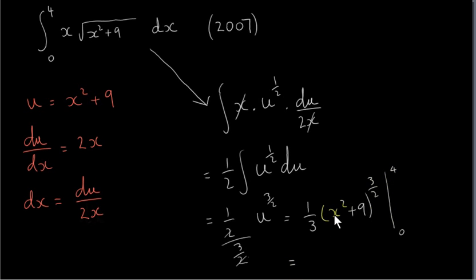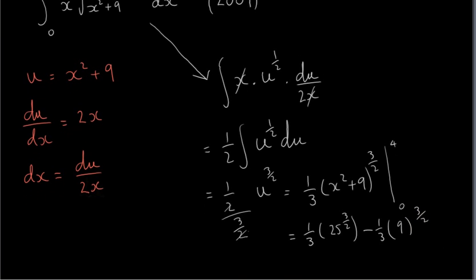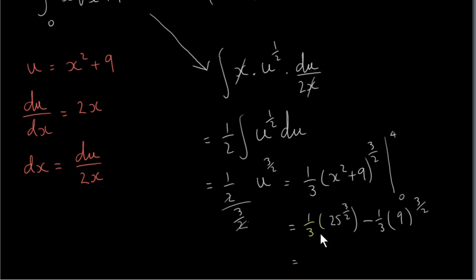So we plug 4 in for x here. We get 4 squared is 16. 16 plus 9 is 25. So we have 1/3 of 25 to the power of 3 halves. Then we have minus this again. Replace x with 0. 0 squared plus 9 is just 9. So we get 1/3 of 9 to the power of 3 halves. We can factorize the 1/3 out.